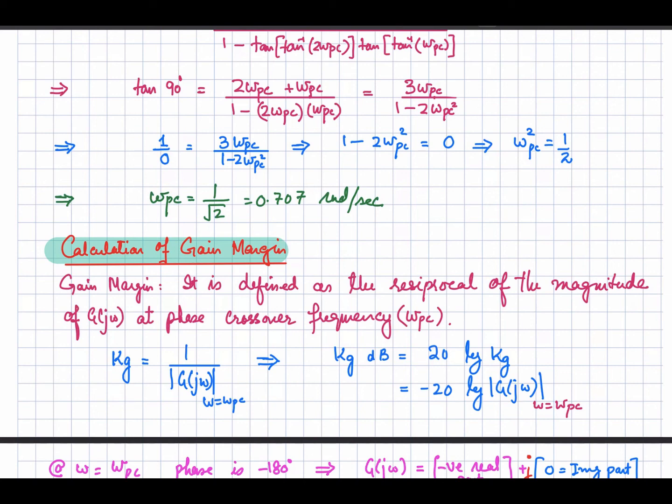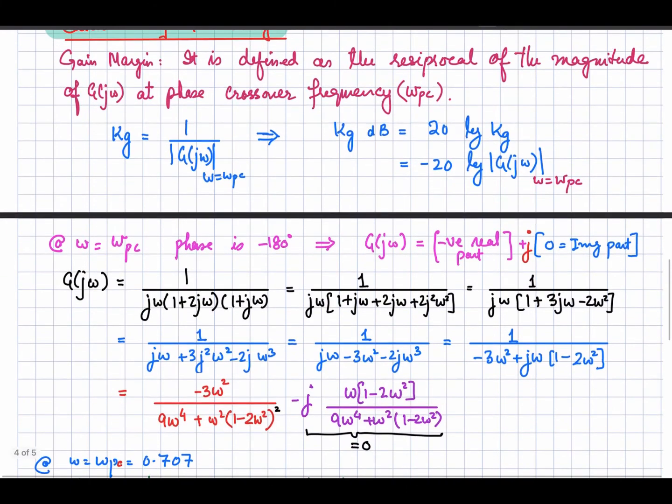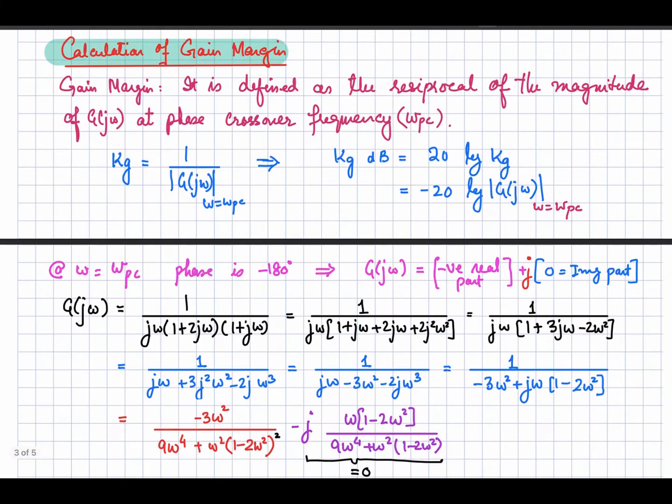And how to find out the gain margin in dBs? You will be taking 20 log of that gain margin, so you will get this expression, right, like this. So taking Kg equal to that one, because Kg is equal to 1 by magnitude of your transfer function at the phase crossover. Okay, now let's calculate this gain margin. At omega equal to omega pc, the phase is minus 180 degree. So if you express your sinusoidal transfer function in the real and the imaginary part, as the phase is minus 180 degrees, your real part will be negative and the imaginary part will be 0.